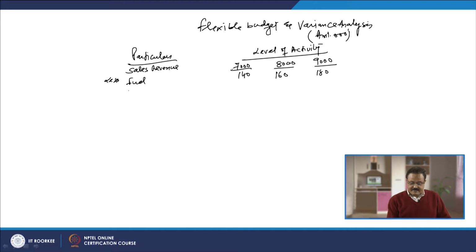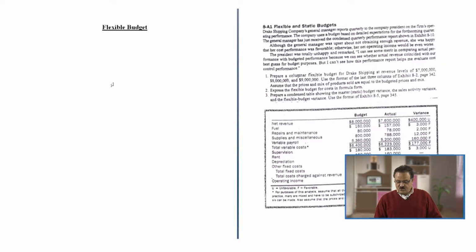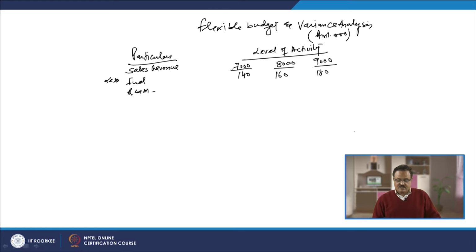Next is the repair and maintenance. What is the repair and maintenance cost here? The repair and maintenance cost given here is 80,000. Proportionally we will have to change it, putting here 80,000, and for the lower level it will be 70,000, and in this case it will come out as 90,000. That is the repair and maintenance.